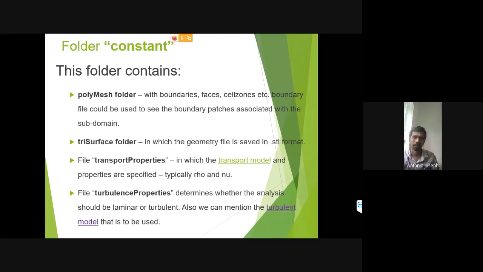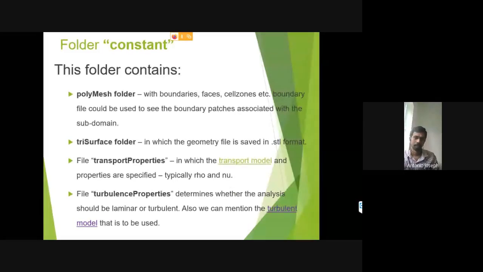Now next is the triSurface folder, which we have already discussed. Then the transportProperties. In the transportProperties, we give the properties of the fluid that we are using. In a basic fluid flow problem, it will contain only density and viscosity. Then in the turbulence properties, we can specify either laminar or turbulent flow, and what turbulence model we want to use. So these are the files and folders contained in the constant folder.